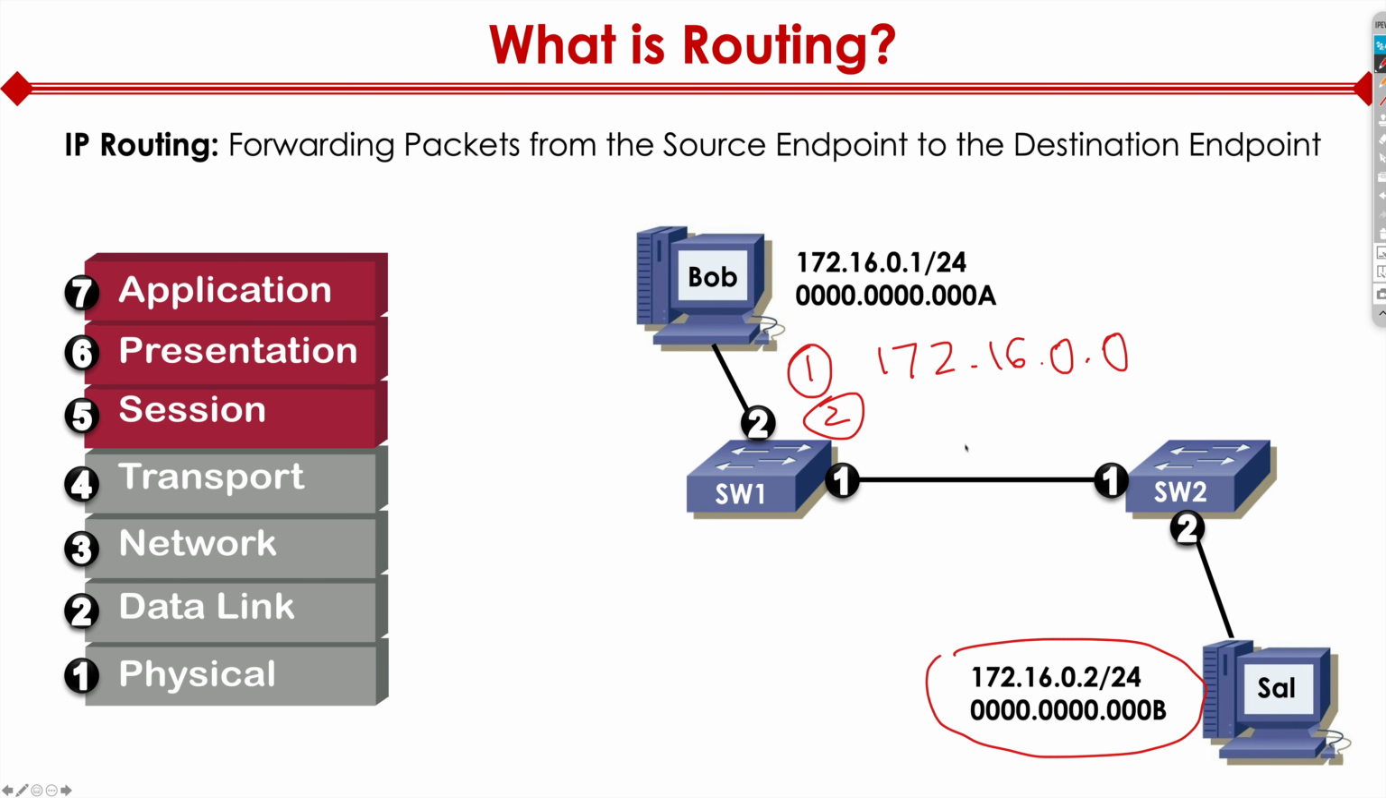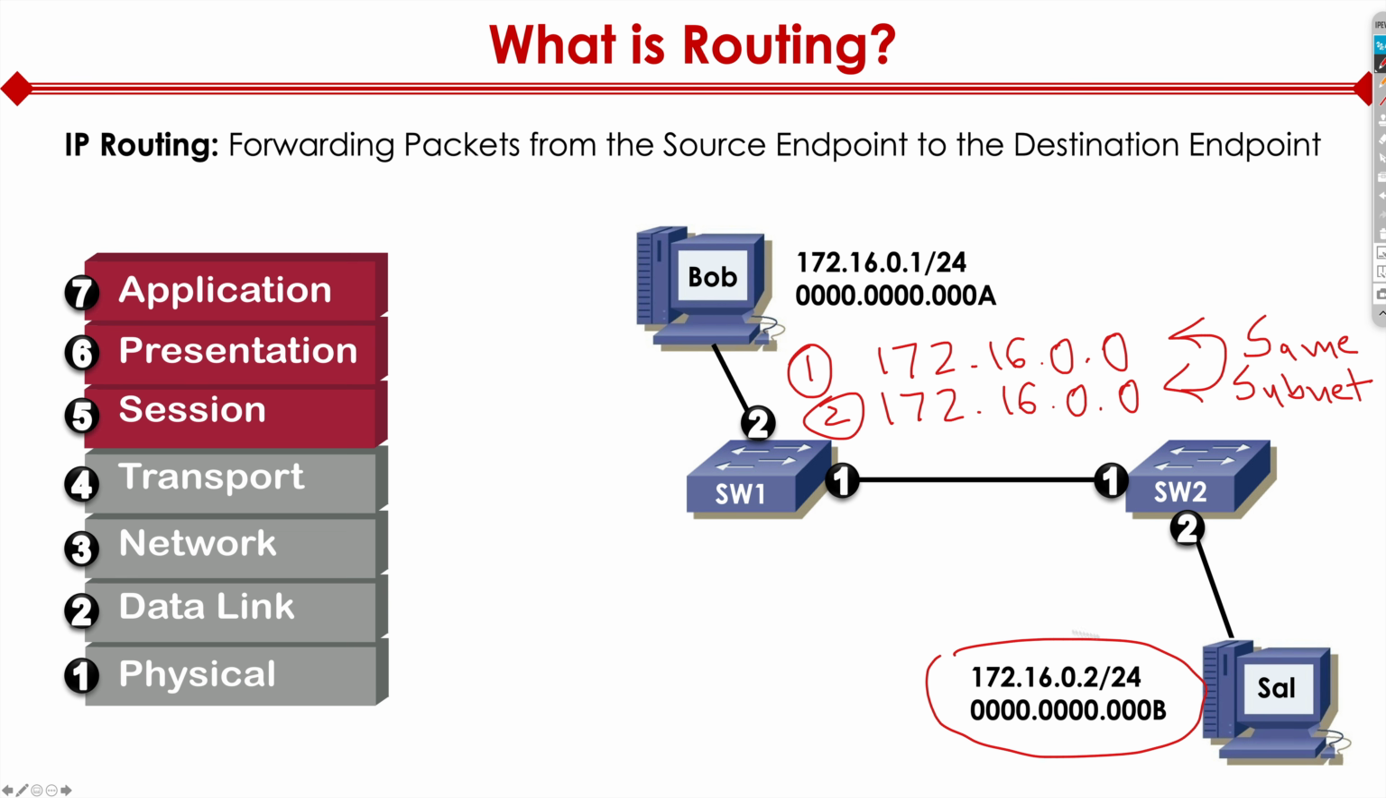Well, let me save you some math and let you know that the end result is going to be the same, which means they're both on the same subnet. And because both PCs are on the same subnet, Bob now knows that it has the ability to communicate directly with Sal without having to go through an intermediary gateway device. So it doesn't need a default gateway.